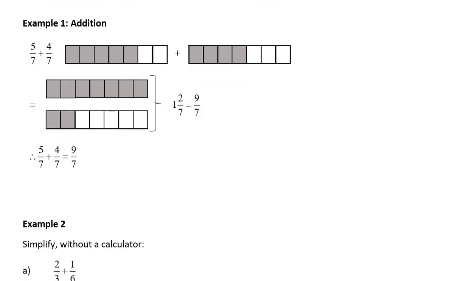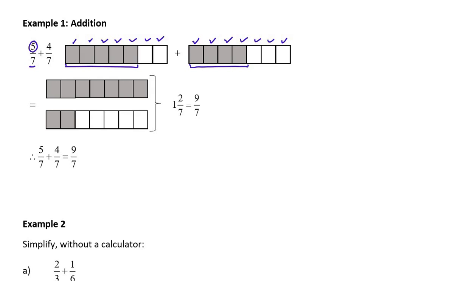So example 1 is a picture of how we do it. This picture says if you take a whole and you have 5 pieces out of 7, so you'll notice there's 1, 2, 3, 4, 5, 6, 7 pieces in the whole, and I have highlighted 5, so that would be 5/7 of that whole. The next picture again has 7 pieces, because otherwise you wouldn't be adding the same sizes together. However, here I've only highlighted 4 of them.